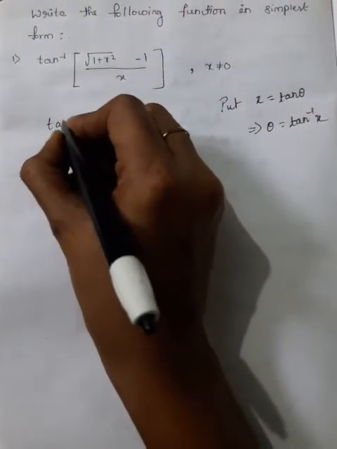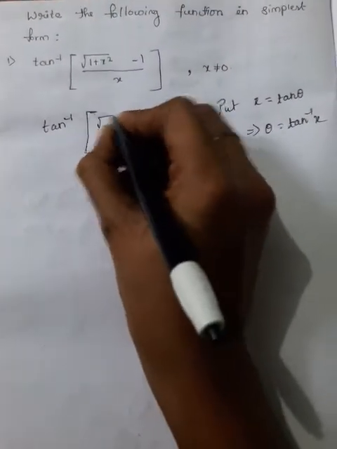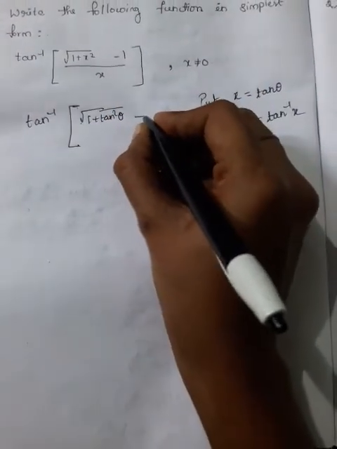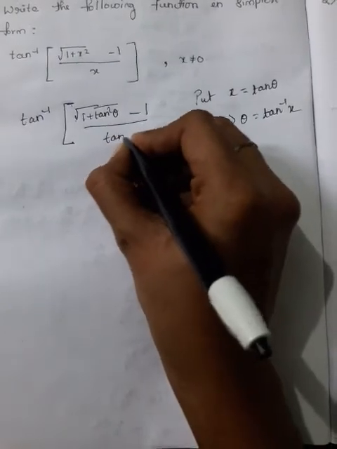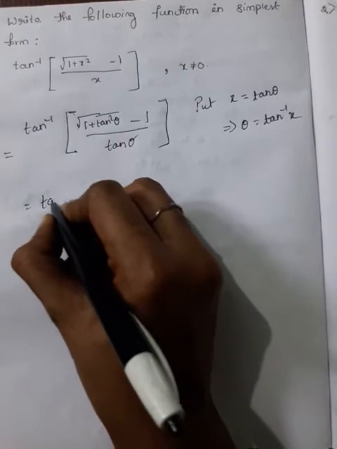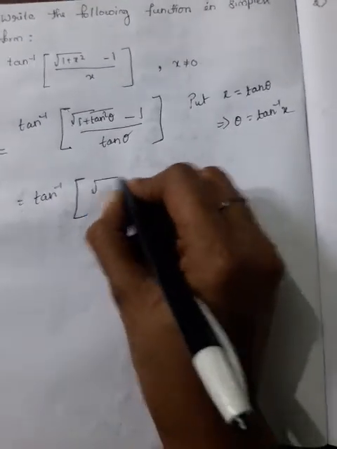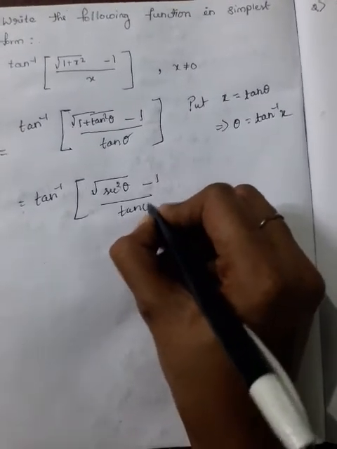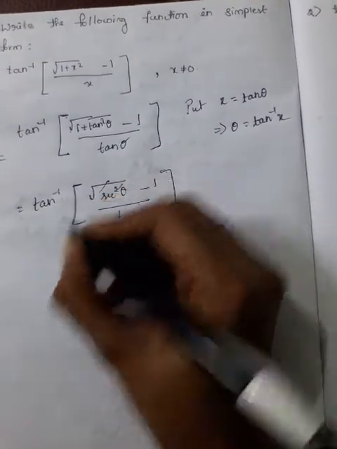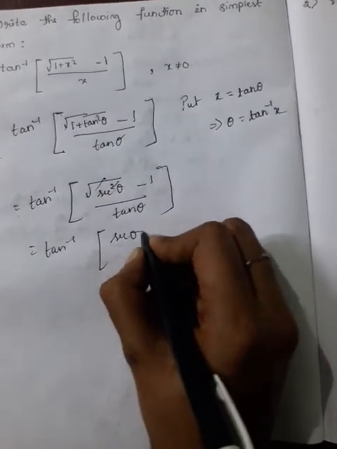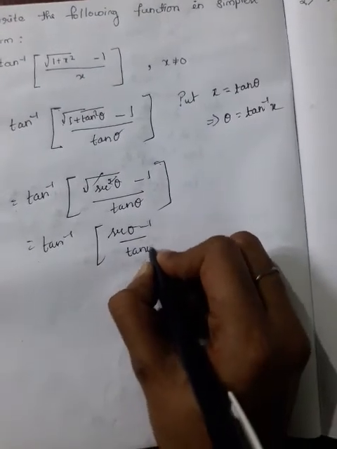Put x equal to tan theta in this equation, that implies tan inverse of (square root of 1 plus tan square theta minus 1) whole divided by tan theta. We know that 1 plus tan square theta is equal to secant square theta, so tan inverse of (square root of secant square theta minus 1) divided by tan theta. Square and square root get cancelled. This is equal to tan inverse of (secant theta minus 1) divided by tan theta.